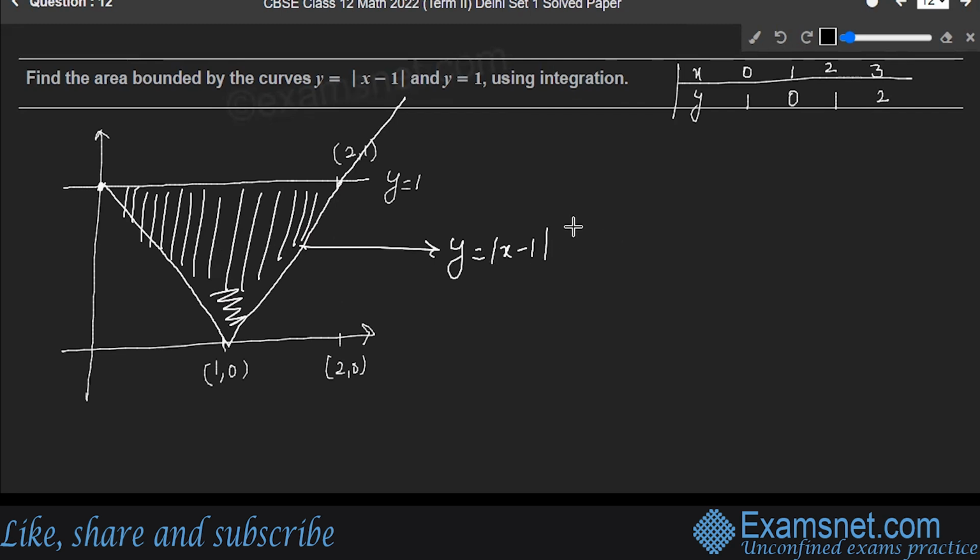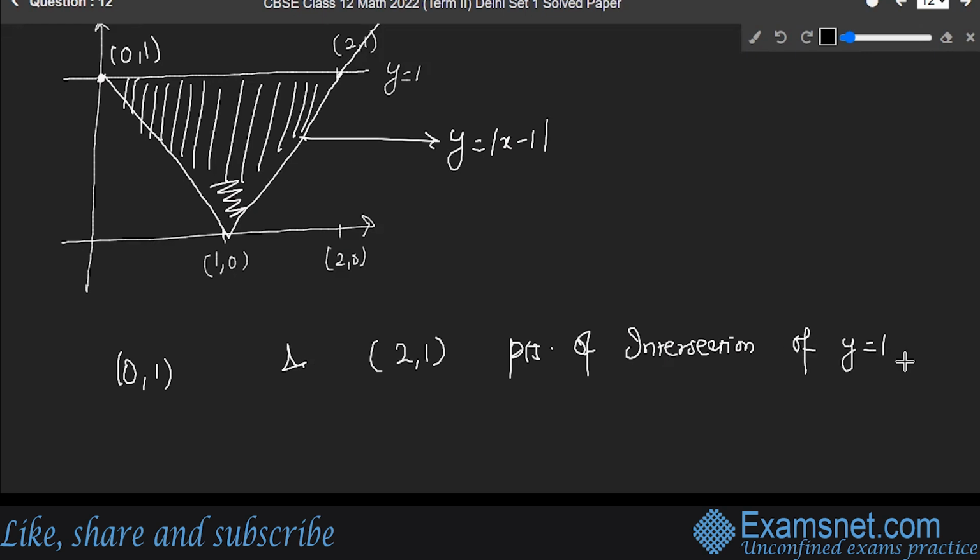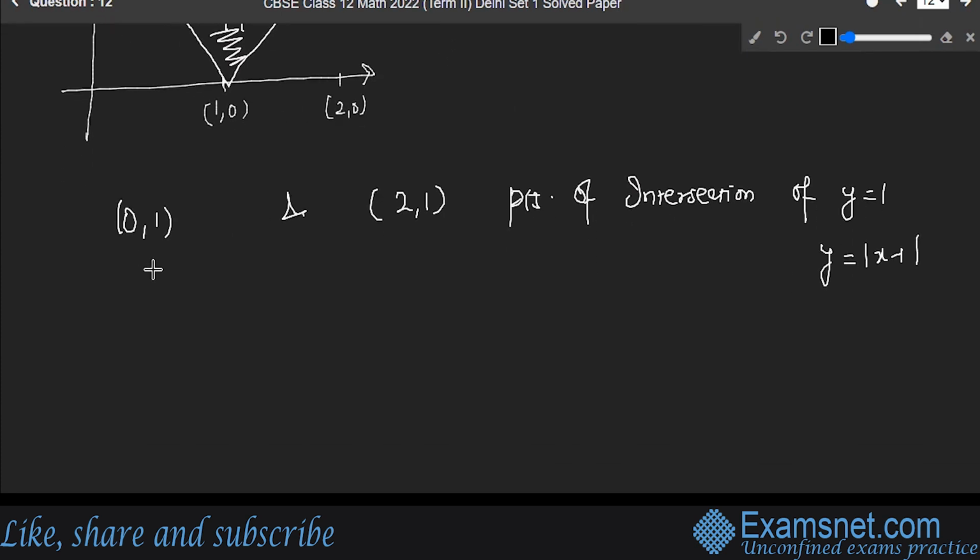Correct. Now, let's write down the points of intersection of these. So this is 0, 1. We have two points of intersection, that is 0, 1 and 2, 1. These are the two points of intersection of the lines y is equal to 1 and y is equal to modulus of x minus 1. Correct? Required area. Let's name them.